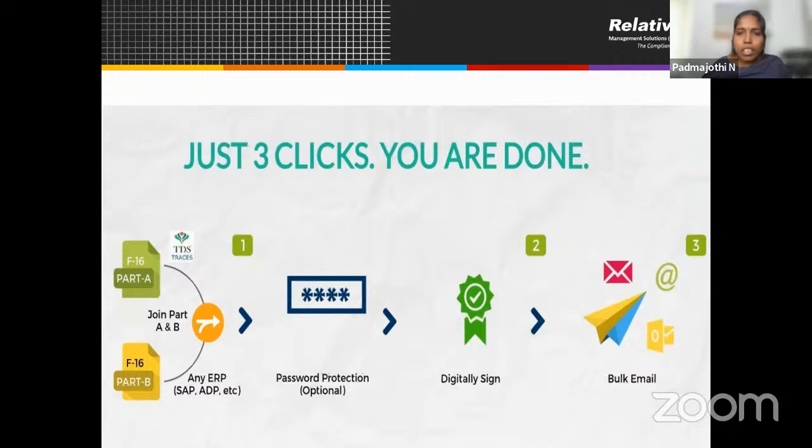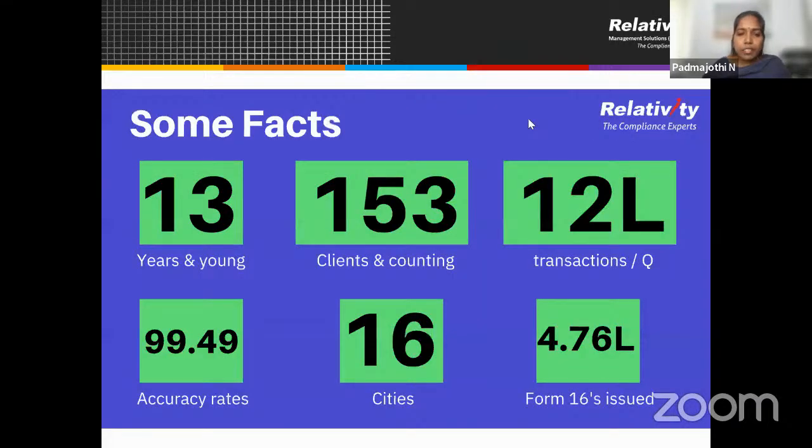Okay, thank you for the response. Before going into the Q&A session, I just want to tell you some facts about Relativity and how we are working. Relativity is a 13-year-old company, and we have 153 clients across the country and beyond. We process around 12 lakh transactions per quarter, and our accuracy rate is 99.49 percent. We are presently in 16 cities. In the past year, we have issued 500,000 Form 16s, and this year also we are going to issue the same count or more.